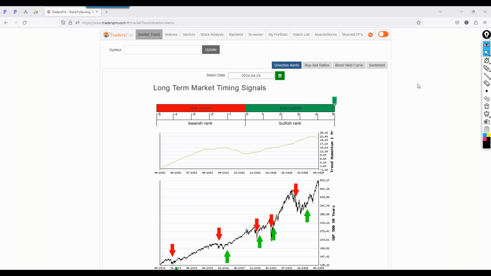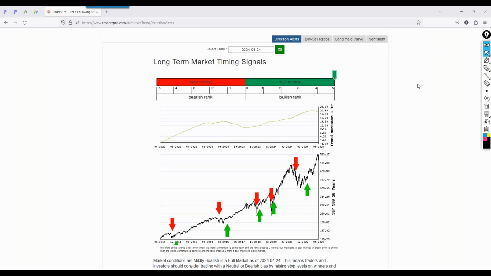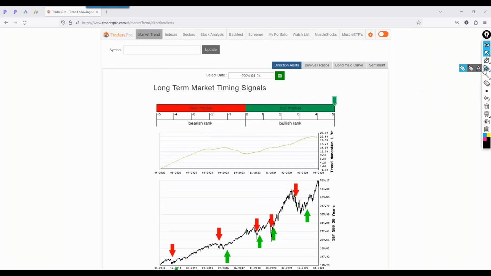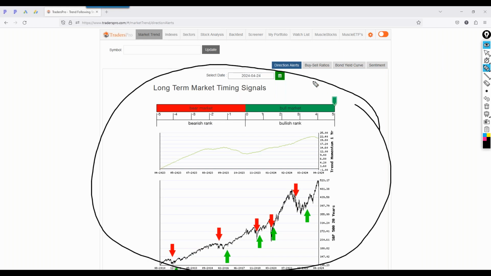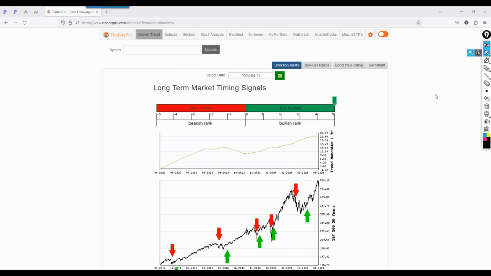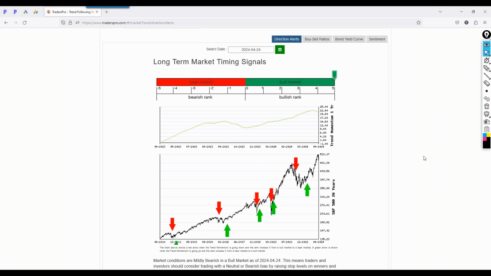And there's two real main tools on TradersPro to be able to utilize to help with that process. Number one is this long-term market timing signal here on this directional alert tabs. Now, this is not super helpful in the real short term. It's a really slow moving indicator, and that's why it helps out the 30,000 foot view.